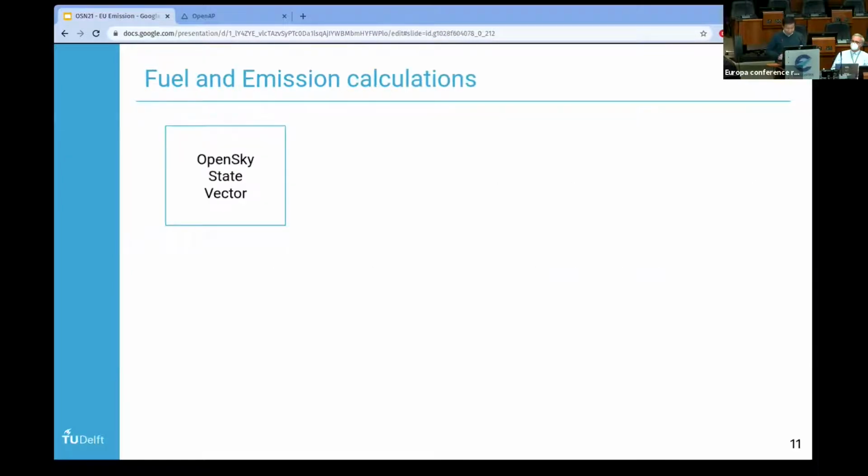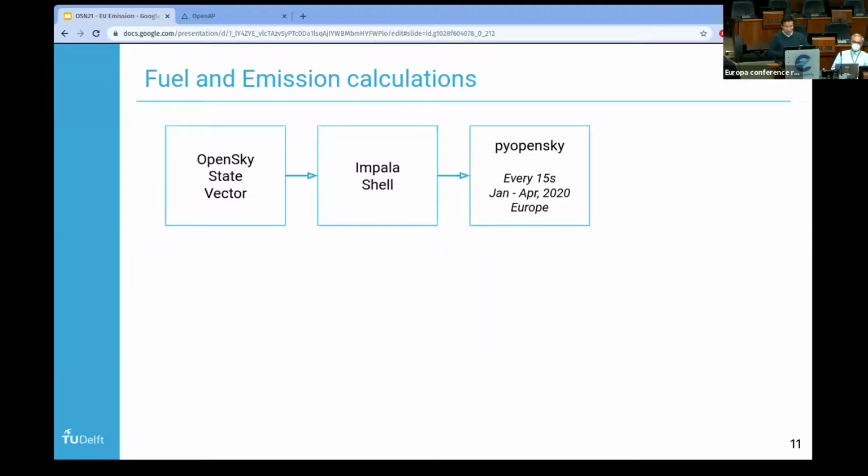Of course, everything starts with OpenSky. As most of you probably know, the data that we use is the OpenSky state vector. And we access this OpenSky state vector with the Impala shell. There is a small tool that I wrote a few years ago called PyOpenSky. Well, it was called PyModeS OpenSky, but it's too long, so I shortened it to PyOpenSky. So what we did is take a 15-minute sample of all the flights over Europe for the first 4 months of 2020. And we collected about 30 gigabytes of data stored in Parquet files. So it's a very compact way of storing data.